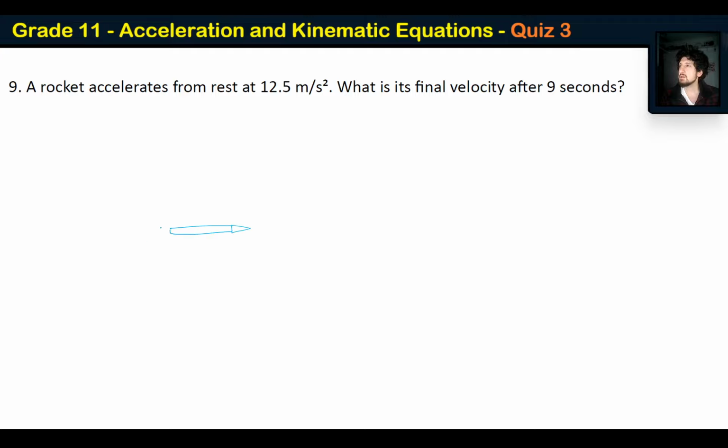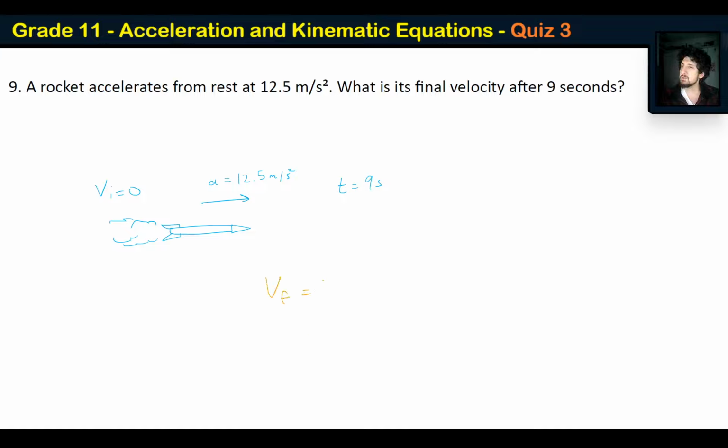So a rocket is, let's have a look. Here's the rocket, and I've got to put some fins on it, and there we go. And that's accelerating that way, that's the acceleration, remember, at 12.5 meters per second squared. The initial velocity is 0. And what is the final velocity after 9 seconds? I've got time, which is equal to 9 seconds. Well, that's pretty easy as well. So I'm going to switch to orange.